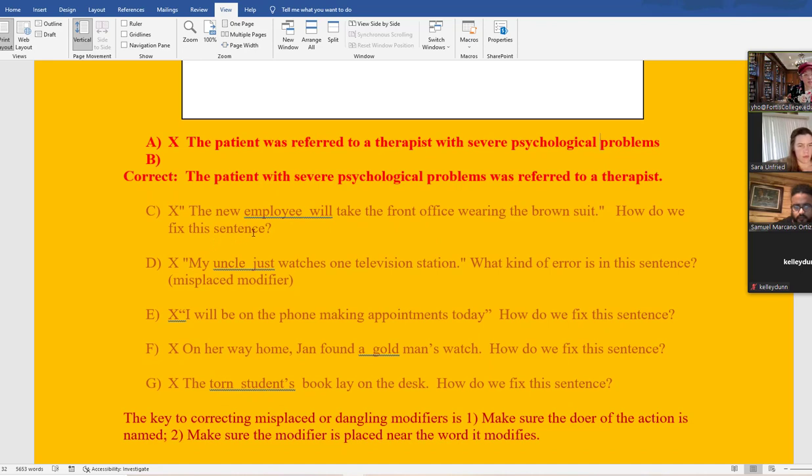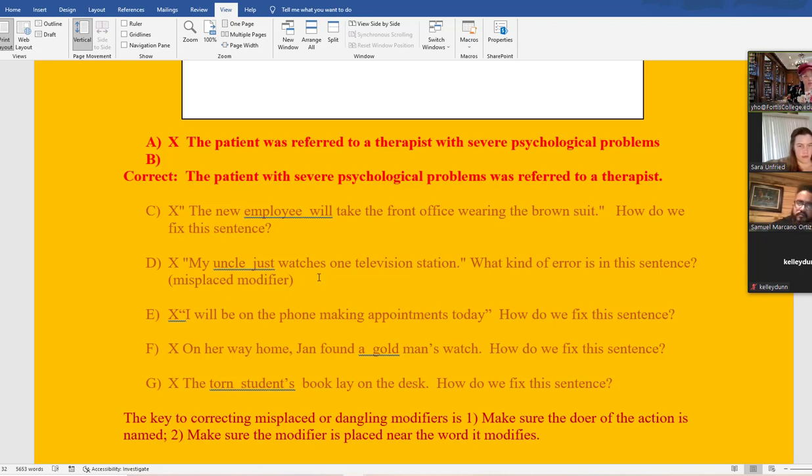The new employee will take the front office wearing the brown suit. So your front office wears a brown suit? Apparently not. So it's the new employee wearing the brown suit will take the front office. So I had to change this in order for it to make sense. So that's known as a misplaced modifier.